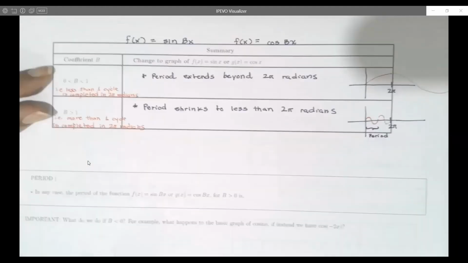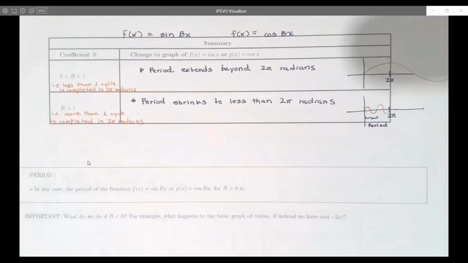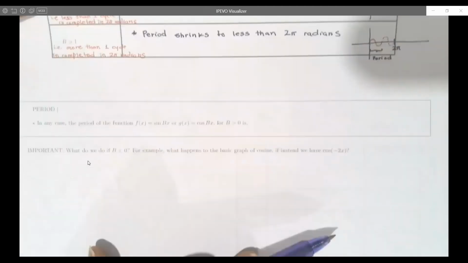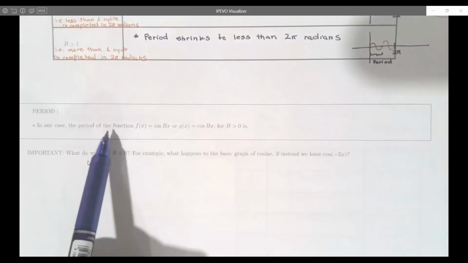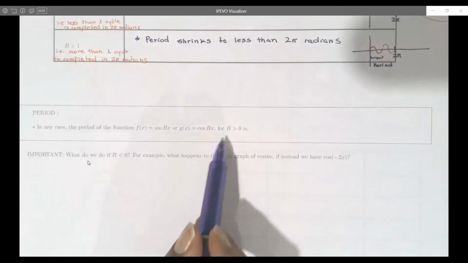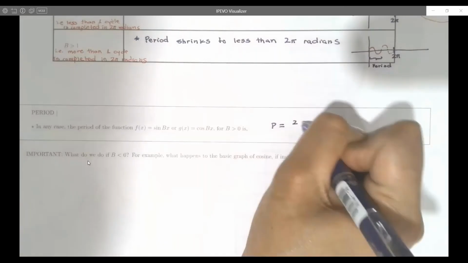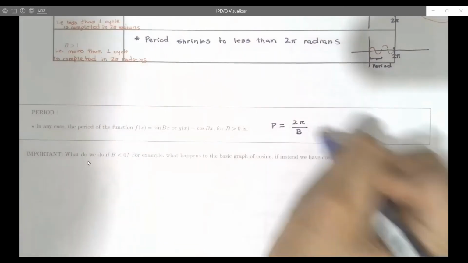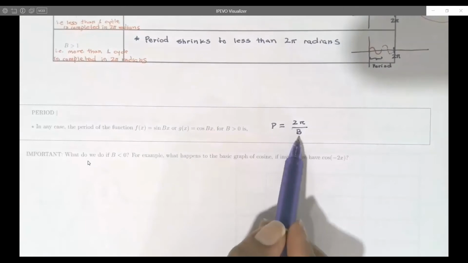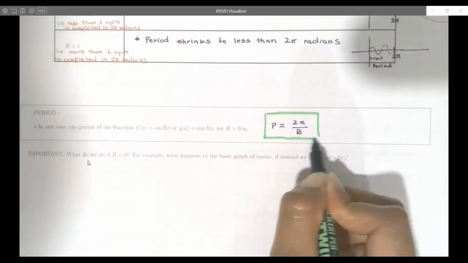Okay, so questions here? Okay, and then we'll just fill this up real quick before we call it a day. In any case, the period of the function f of x equals sine bx or g of x equals cosine bx, for b greater than 0, I'm going to give it to you. Next time we'll talk about why this is the case, but it's always going to be given by 2 pi divided by b. So this one's actually important. It's 2 pi divided by b.